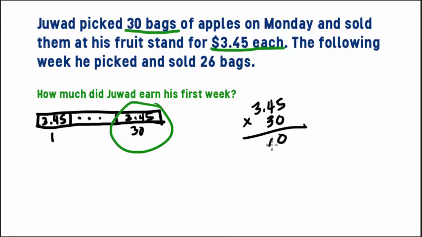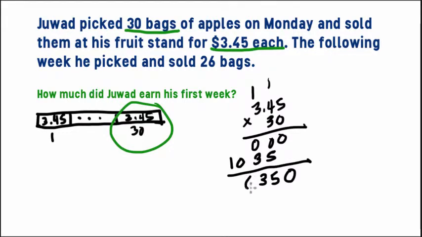So 0 times everything is just going to be a bunch of zeros. And then we have 15, carry the 1, 13, carry the 1, and then 10. And we bring it all down, 0, 5, 3, 0, 1. And we have 2 decimal places. So the decimal lines up there, and it's $103.50. So if you did that correctly, for A, it would be $103.50.